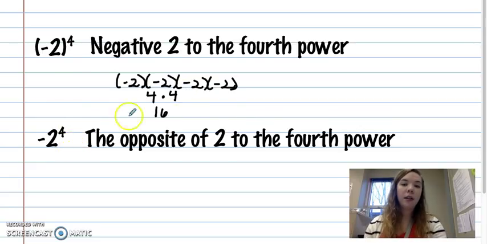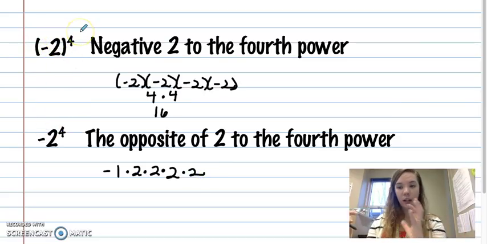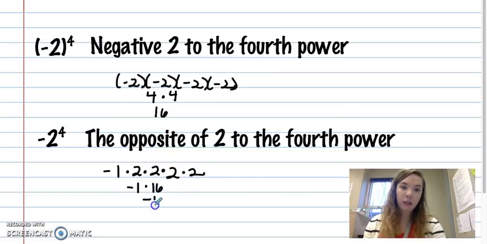Here, when you have the opposite of 2 to the 4th power, you're going to take negative 1 times 4 2's. Okay, they're not negative 2's because the parentheses glue that negative to the 2. But down here, the negative is just out in front. It is not part of your 2. So you have negative 1 times 2 4 times will be negative 1 times 16 is negative 16.